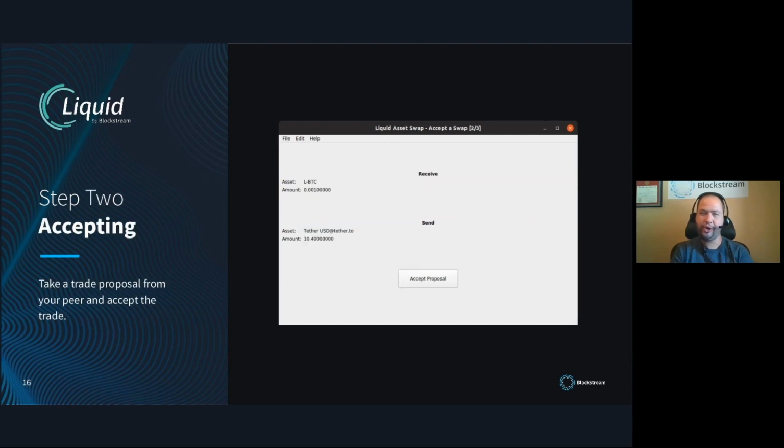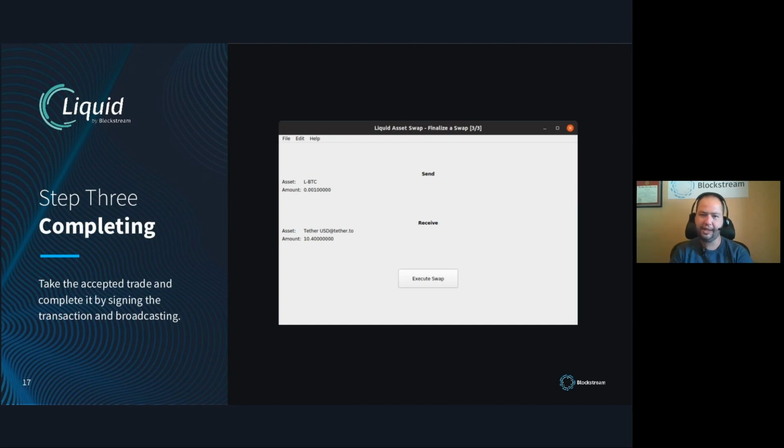When you do that, you'll create what's called a proposal, and that proposal will be sent to your trading partner. So then I can send that proposal to the trading partner, and they can load it into their swap tool, and it will show them exactly the opposite. In this case, you will receive 1,000th of a Bitcoin, and you will be required to send 10.4 Tether. The person who is accepting it can accept that proposal and save that file and send it back to their trading partner.